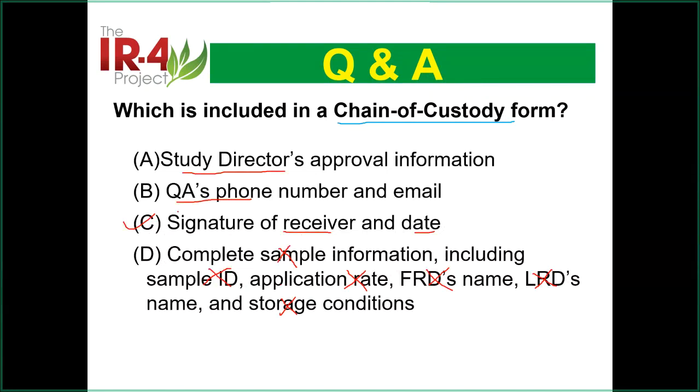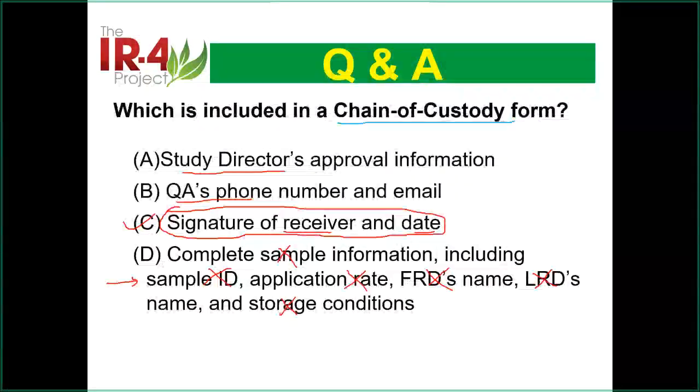This is the most important part because it tells where it goes, who receives it, and by when. Yes, you do need something to connect to the sample ID. You do need to specify the storage condition for your purpose, but it's not on the chain of custody. So the correct answer is C. So that is the correct answer.